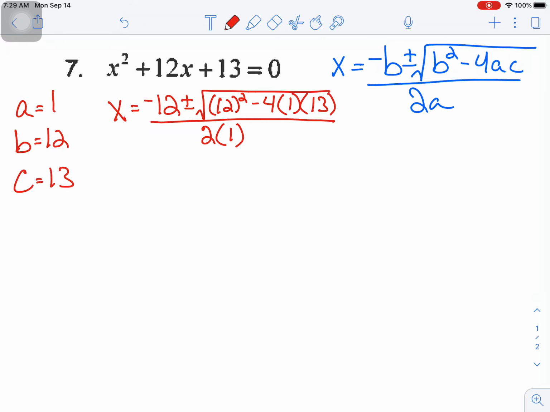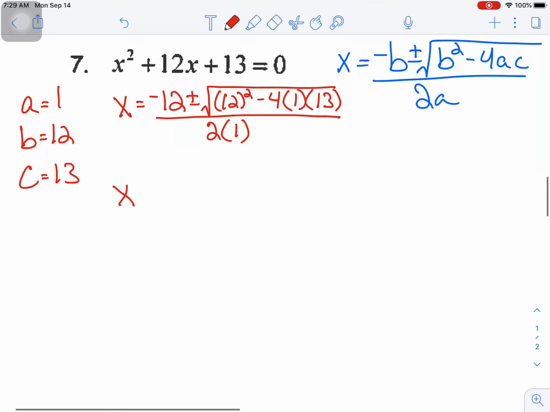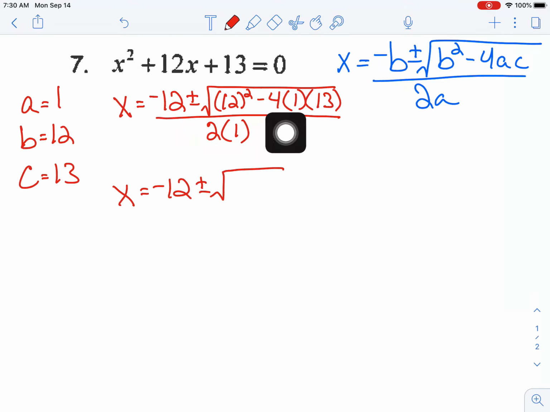Okay, so a little bit of cleanup here. Let's make this look a little bit nicer. Everything that is under this square root, the 12 squared minus 4 times 1 times 13, put all of that in your calculator, and you're going to get 92. In the denominator, 2 times 1 is 2. Now, 92 is not a perfect square. You can put it in your calculator and check.